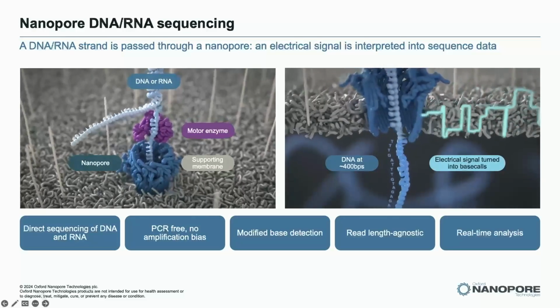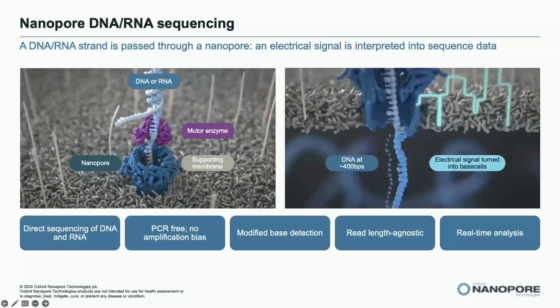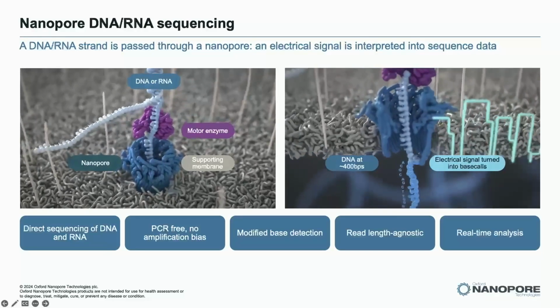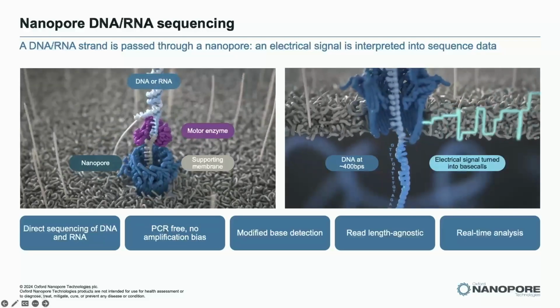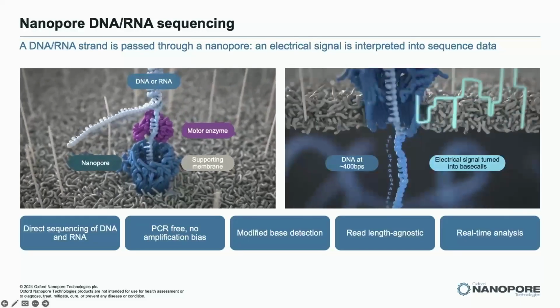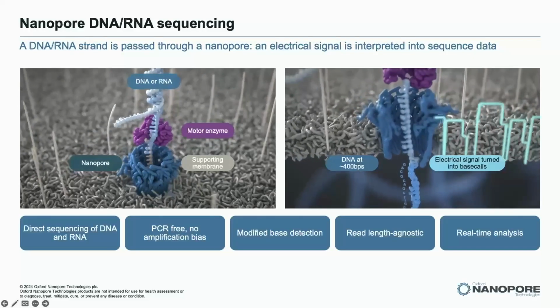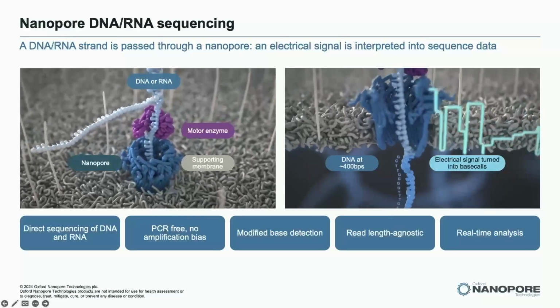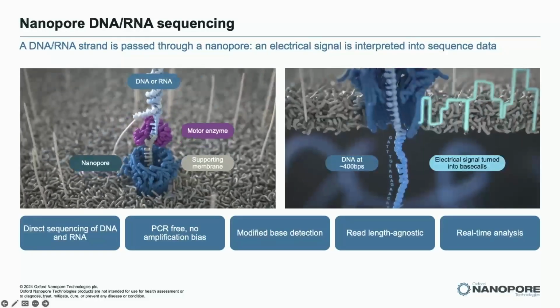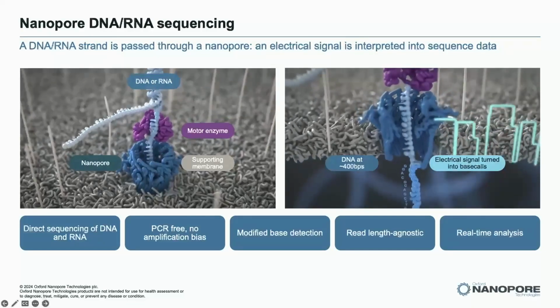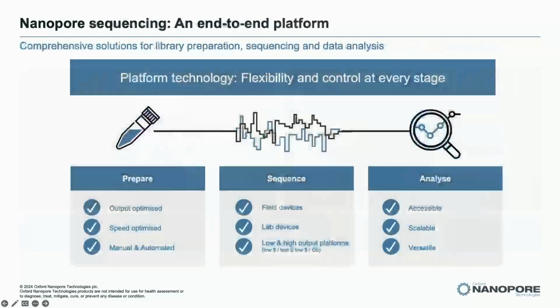So what are the key benefits of our technology? We sequence DNA and RNA directly. That means that you don't have to use PCR, so there is no amplification bias. That means also that beyond the canonical bases, you are able to see epigenomic modifications. We are read length agnostic, so you can sequence very long strands, but also very short ones. So any application that you are interested in, it will be appropriate. We are also able to perform real-time analysis. We do provide full end-to-end workflows, starting from library preparation recommendations through the sequencing and analysis as well.